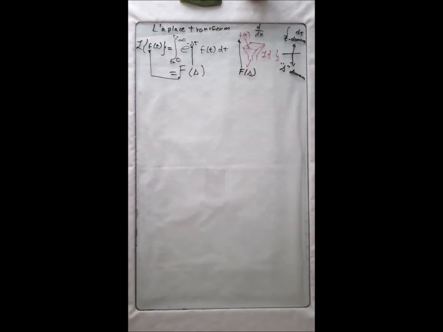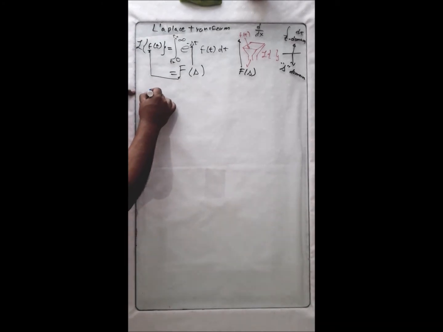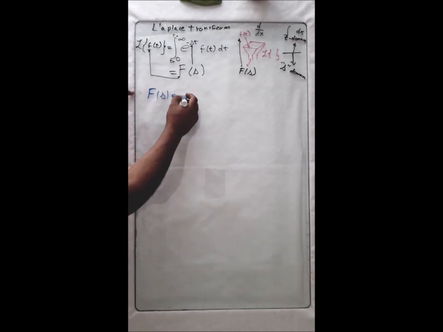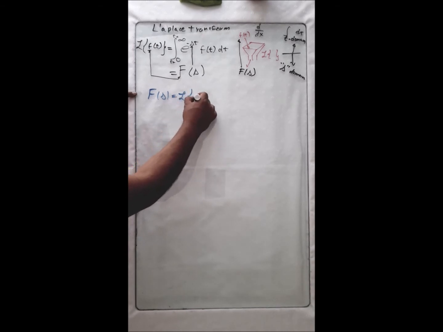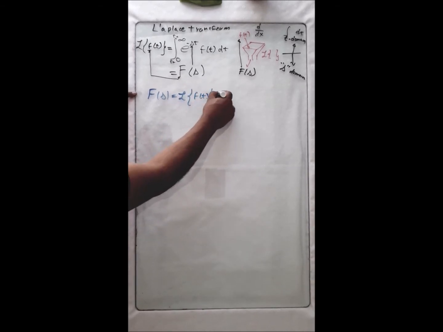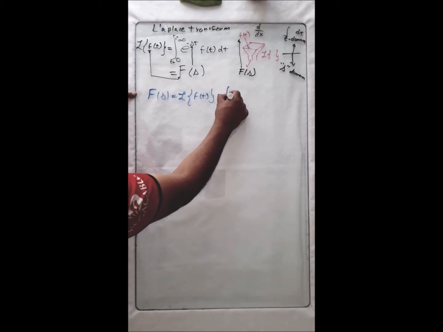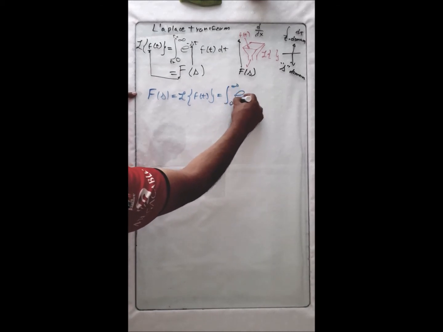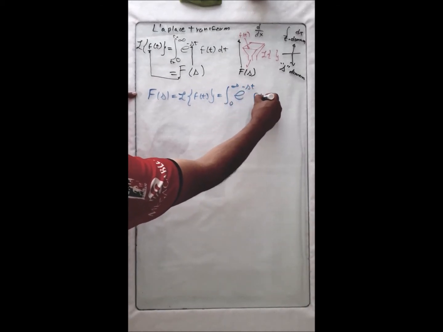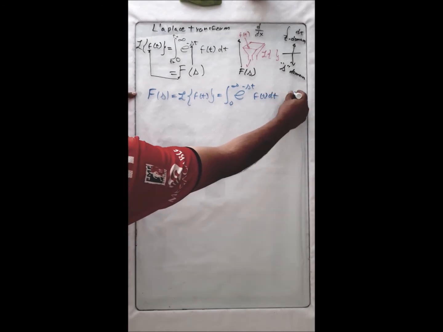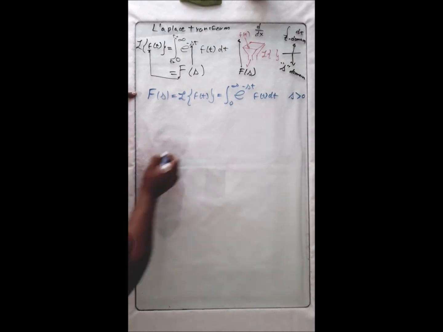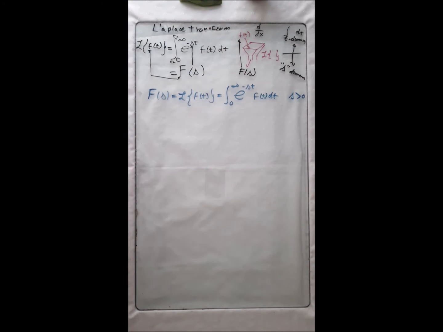All right, so that is the definition, engineers. Again, here F of s is going to be the Laplace transform of f of t, and that is equal by definition to the integral from 0 to infinity of exponential minus st times f of t, differential of t, with s greater than 0. Now, why greater than 0?